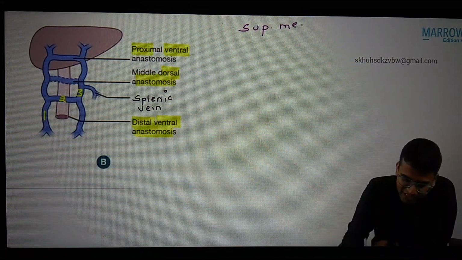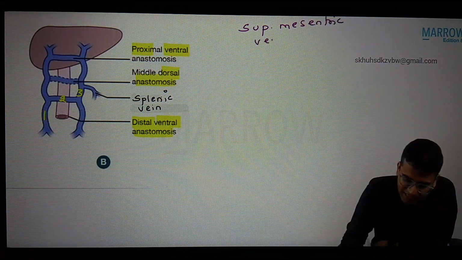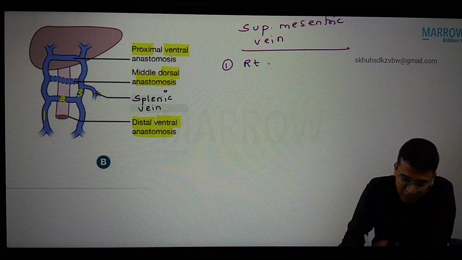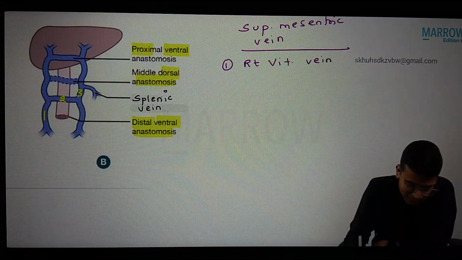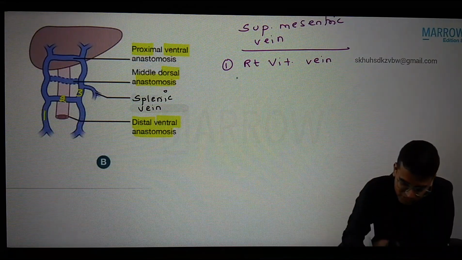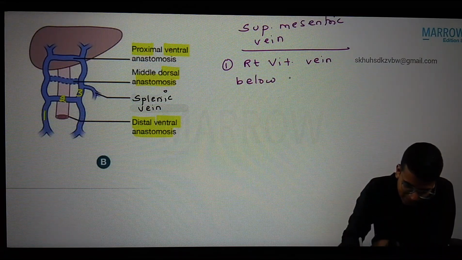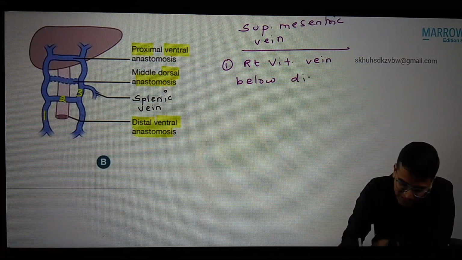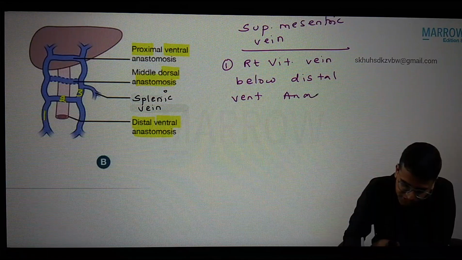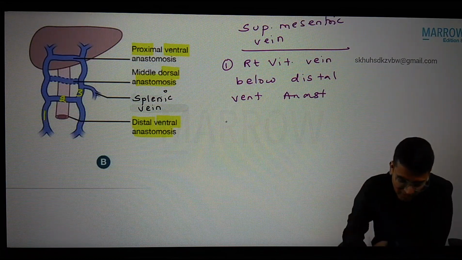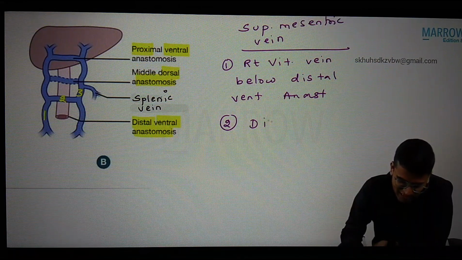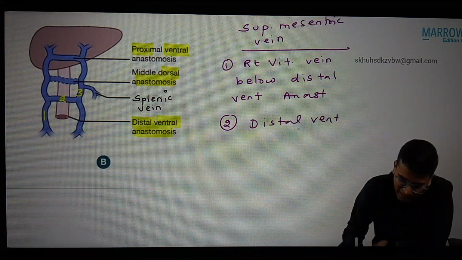So superior mesenteric vein derived from, what is number 1? Number 1 is right vitelline vein, which is present below the distal ventral anastomosis. Is that clear? Right. Number 2, what is number 2? Number 2 is distal ventral anastomosis.